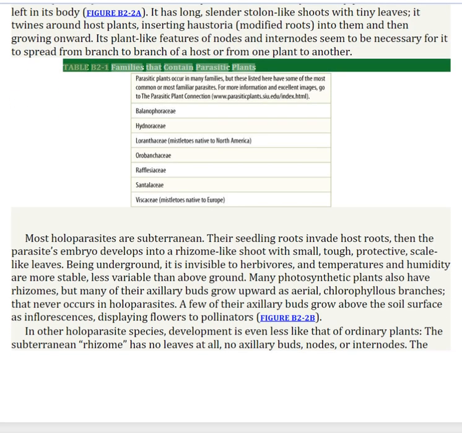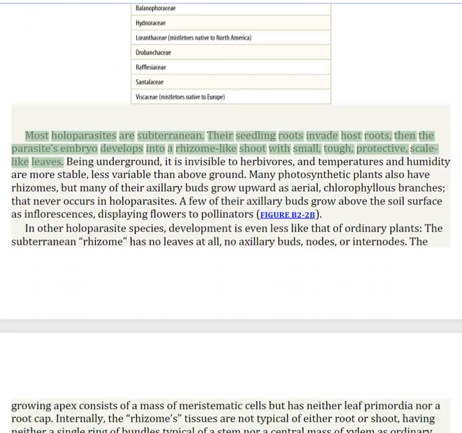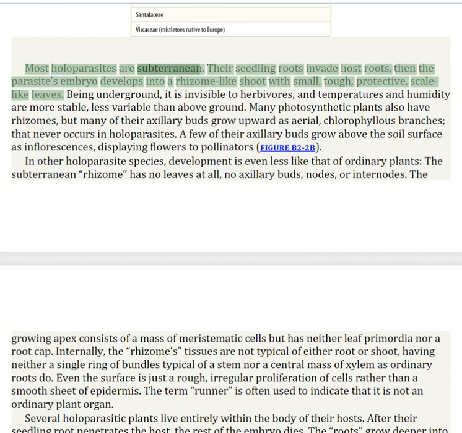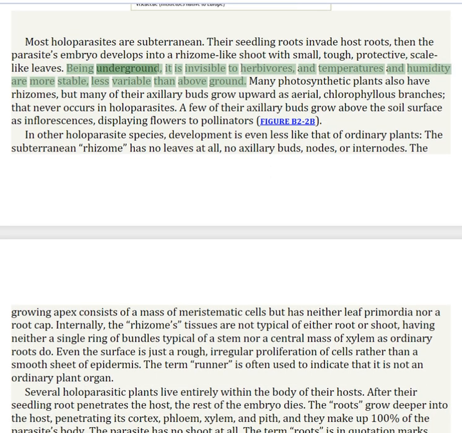Table B2.1 Families that contain parasitic plants. Most holoparasites are subterranean. Their seedling roots invade host roots, then the parasite's embryo develops into a rhizome-like shoot with small, tough, protective, scale-like leaves. Being underground, it is invisible to herbivores, and temperatures and humidity are more stable, less variable than above ground.